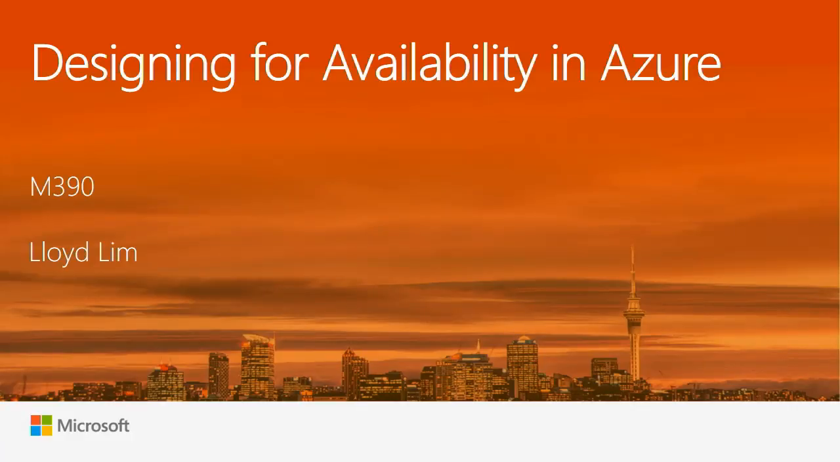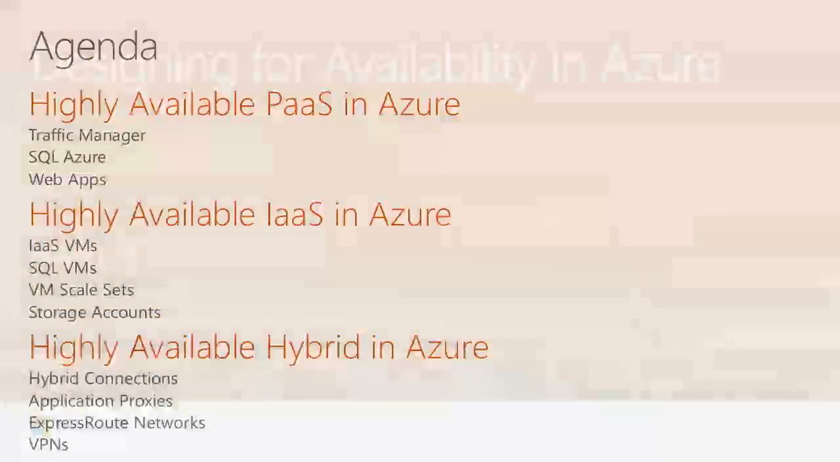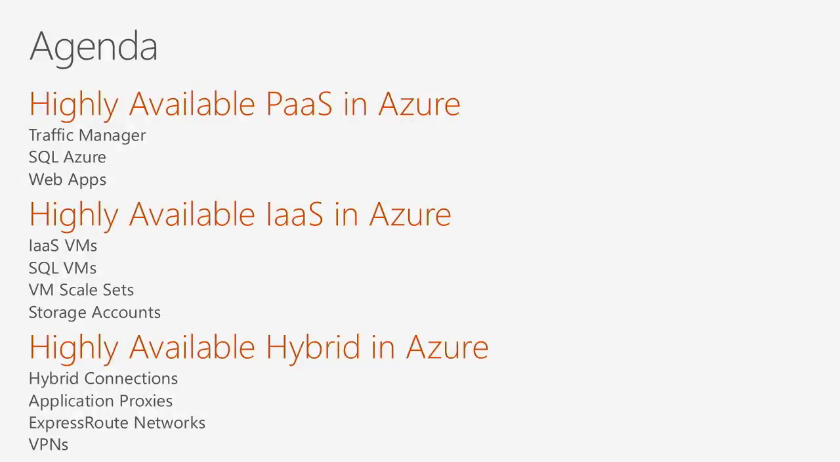Okay, so this session is about designing for availability in Azure. I'll cover mainly IaaS, but I'll cover a bit of the PaaS stuff also, just to show the differences between them. All right, so this is the agenda that we're going to go through today. I'll be talking about highly available PaaS, and then highly available IaaS, and what about the hybrid stuff? And along the way, a lot of it is all demos. Just to give you an idea, I only have about 22 slides, of which less than 15 are actual stuff.